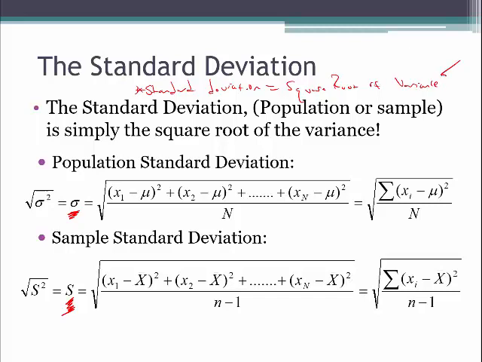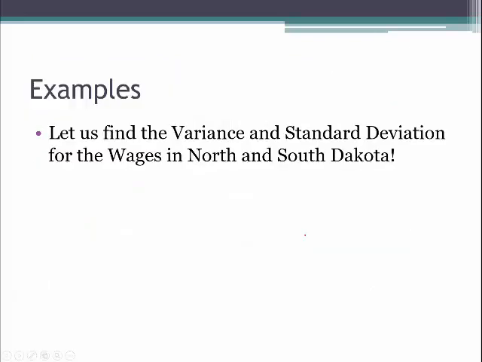So all you did was square root the variance, and you have this standard deviation, okay? And that's it. So the big thing to remember here is whenever you see sigma, that's a population standard deviation. Whenever you see S, that's a sample standard deviation. Okay, so let's go through this.